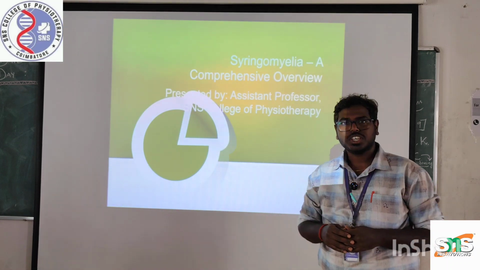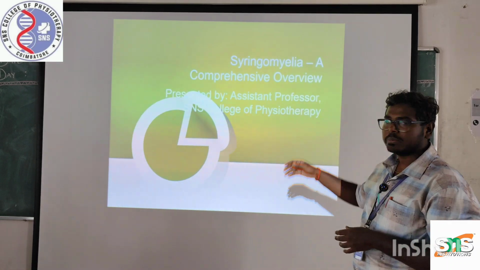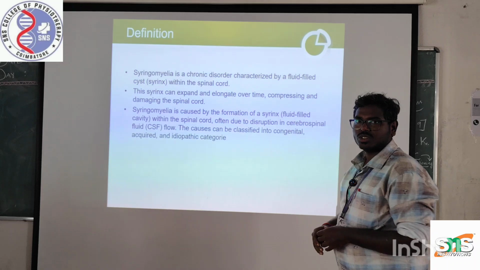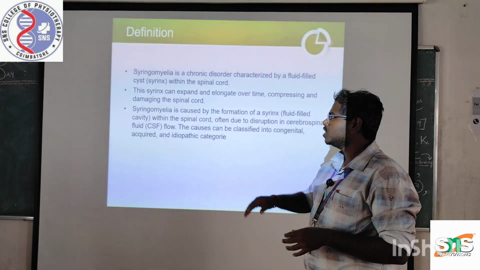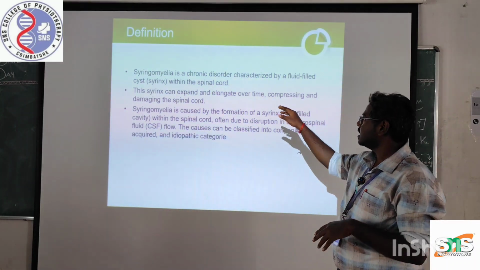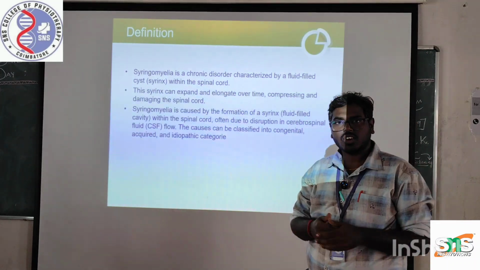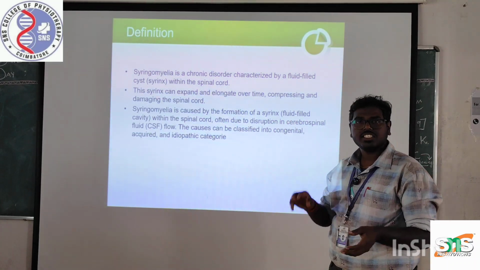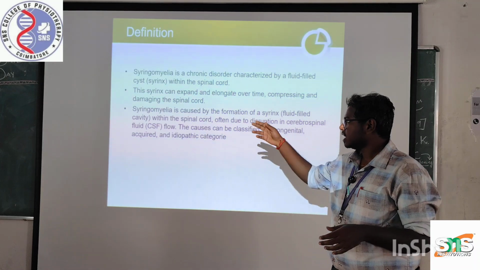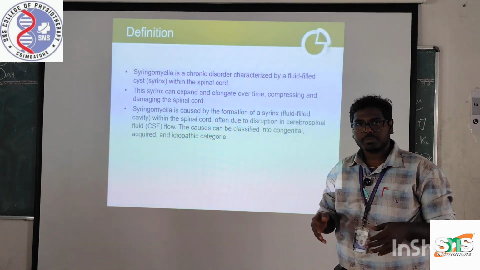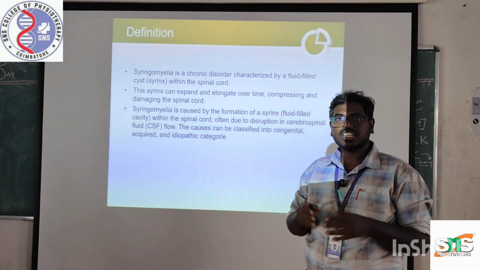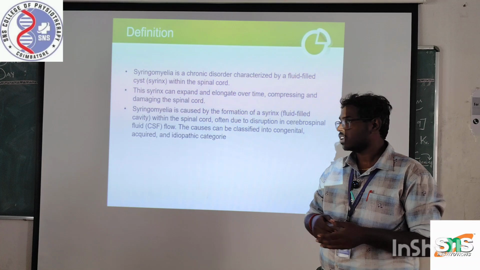In this video, we're going to see about the topic which is Syringomyelia. What is syringomyelia? Syringomyelia is a chronic disorder characterized by a fluid-filled cyst in the spinal cord level. It is also called a syrinx. A syrinx can be expanded and elongated over time. According to the severity of the condition, it gets elongated inside the spinal cord.